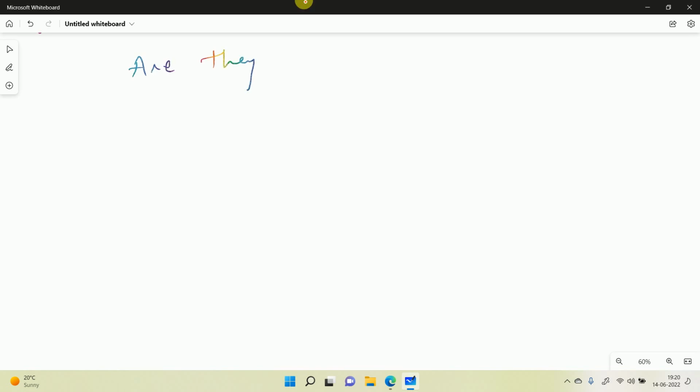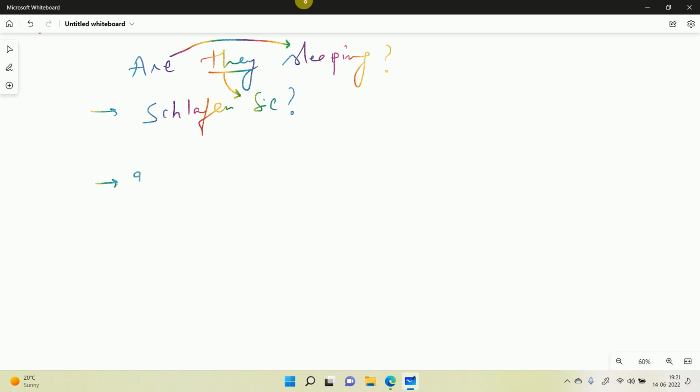Are they sleeping? Shivan, can you give it a try? Are they sleeping? Yeah. So schlafen sie. Perfect. Schlafen Sie. Now again, just to reiterate, are they sleeping? So they is invariably turning to Sie, and are sleeping is included within one verb only, that is schlafen. Right? So this time Ishita will give a try.